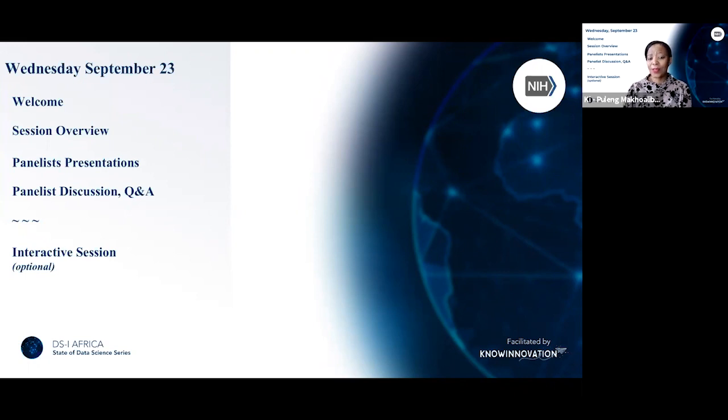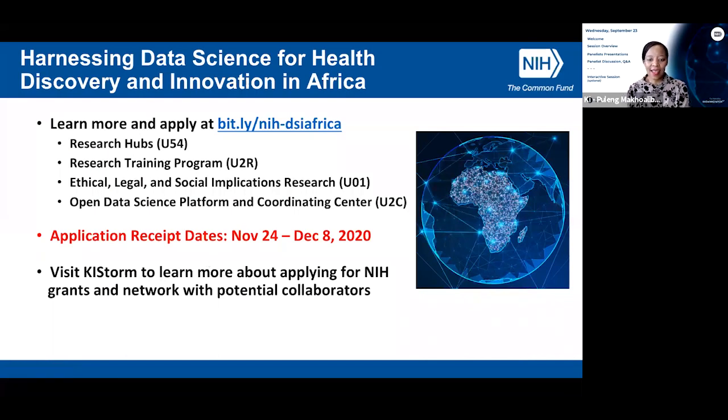Today's event is associated with the new NIH program on harnessing data science for health discovery and innovation in Africa. There are 4 different funding opportunities currently open for application, and you can learn more on the website displayed on the screen. Applications are due to start in late November, and you are encouraged to visit the platform to learn more about applying for NIH grants and also to meet and network with potential collaborators. Please take note of the application receipt dates between the 24th of November and the 8th of December.